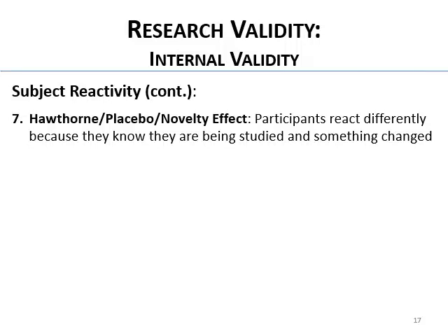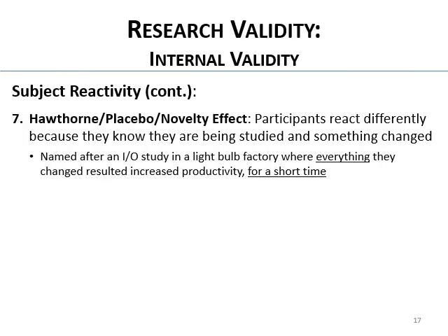One of the most famous ones is what we call the Hawthorne effect or the placebo effect or the novelty effect. Any of these things, it's the same effect. This is when participants react differently because they know they're being studied and you change something. So it's kind of like a sub level of expectancy effects. It's named after an industrial organizational psychologist in a study back in, I think it was the 30s or 40s in upstate New York, in a light bulb factory where the goal was to improve the performance, get more light bulbs made, basically.